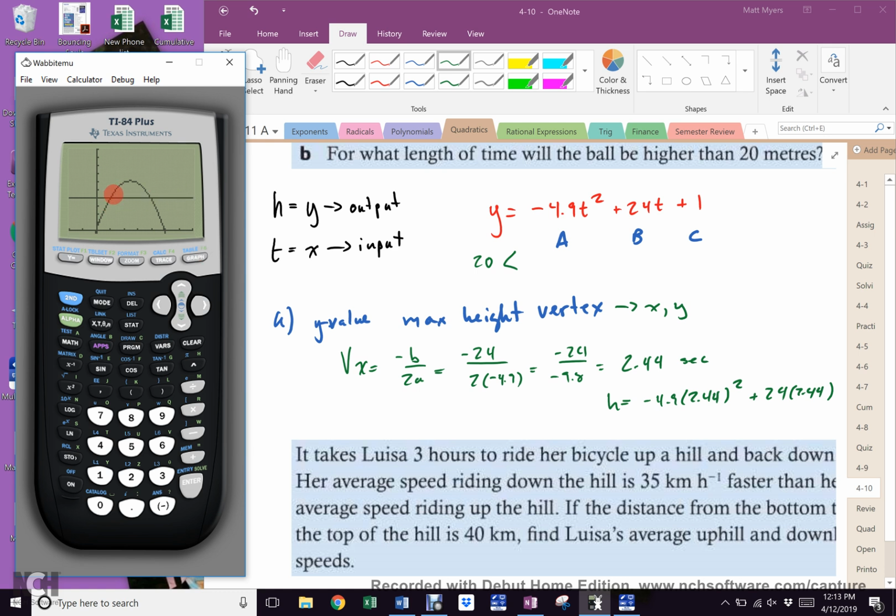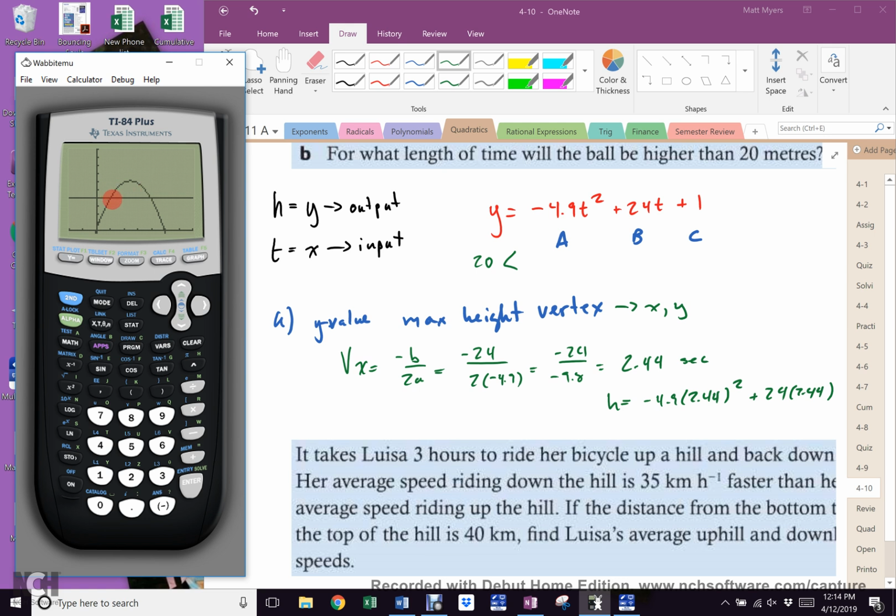Now, what happens right there to the ball? It is 20 meters high, right? And doesn't that have a time? What happens right there? It crosses below 20 meters. Does that have a time? So if I can find those two x values, do I know how long it was over 20 meters?